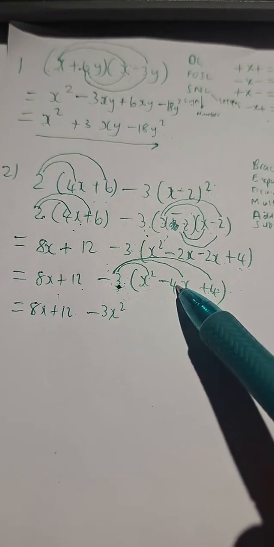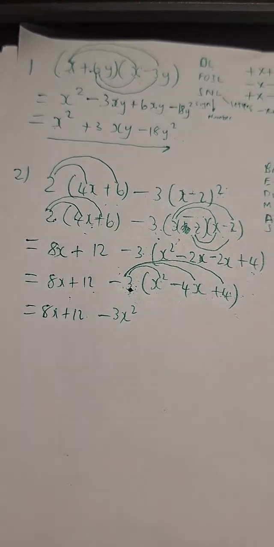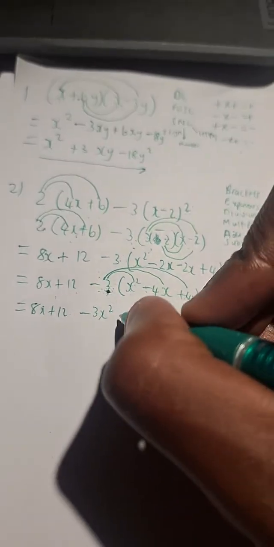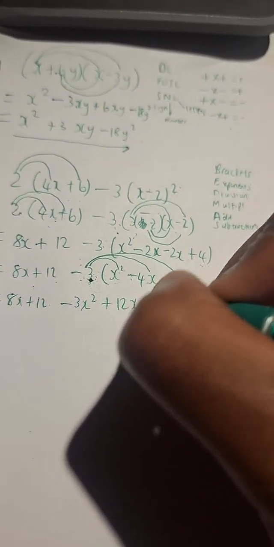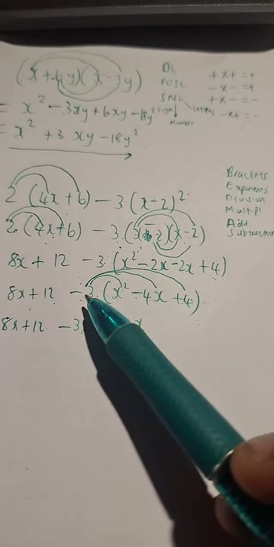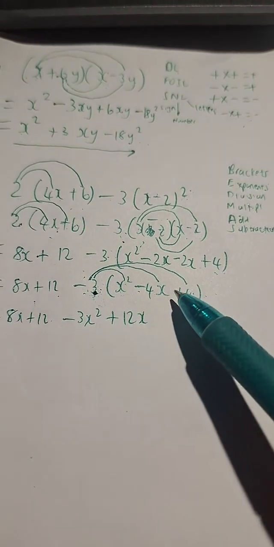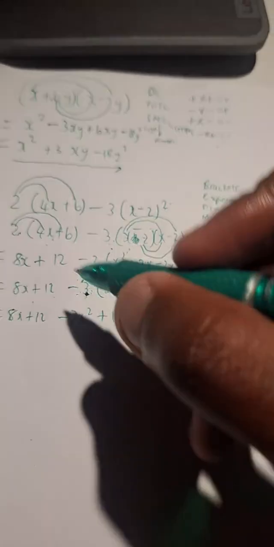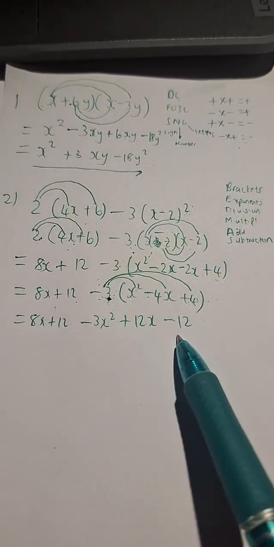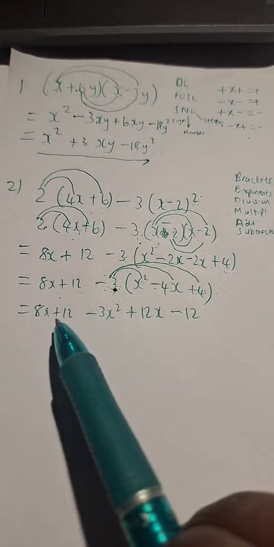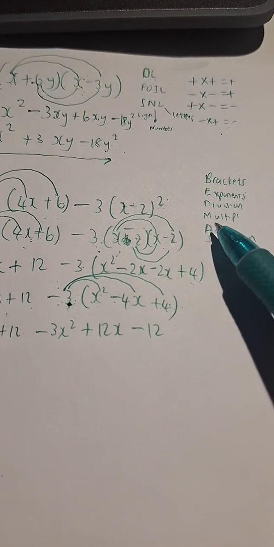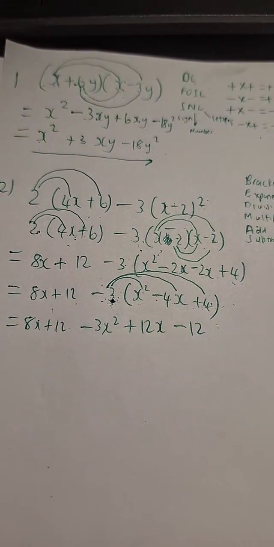Negative 3 times negative 4x. This is for grade 10, but applicable to grade 9 as well. Negative 3 times negative 4x gives us positive 12x. Okay. And then negative 3 times positive 4. That's negative 12. Now you have terms that are separate, and you can finally apply what? Multiplication has been taken care of. Now you can add and subtract any like terms that you see there.